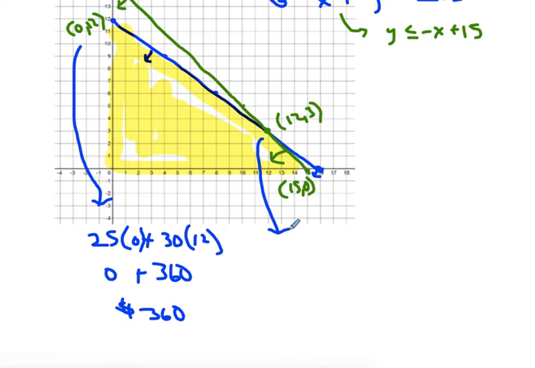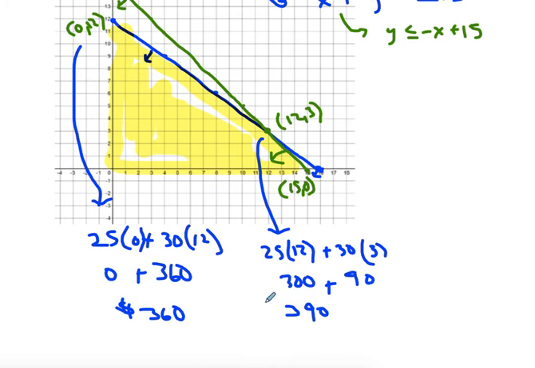The middle point right here is $25 for every sign and $30 for every pine tree. This is like having 12 quarters. It's like $3 or 300 cents. And this is 30 times 3 is 90. If you add those up, you're going to get $390 going that way. So far, that's better.